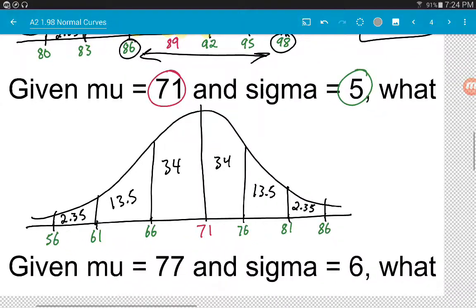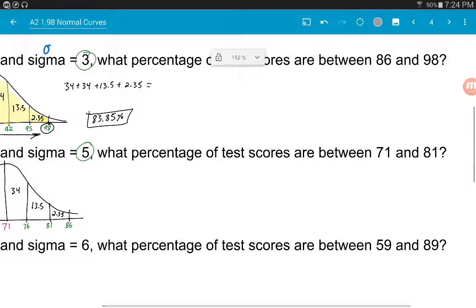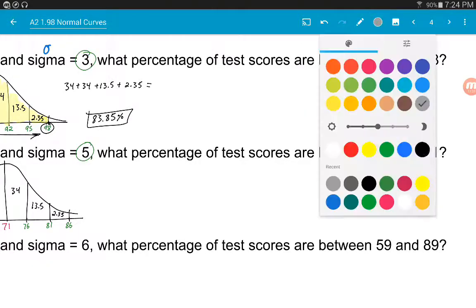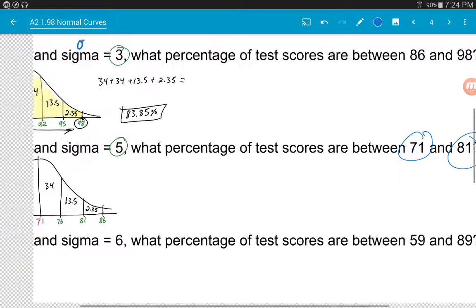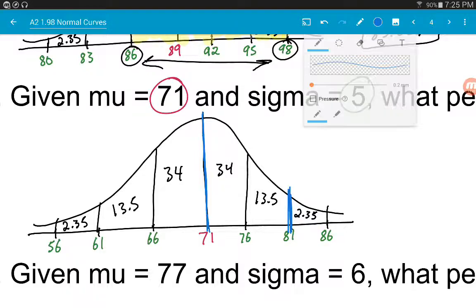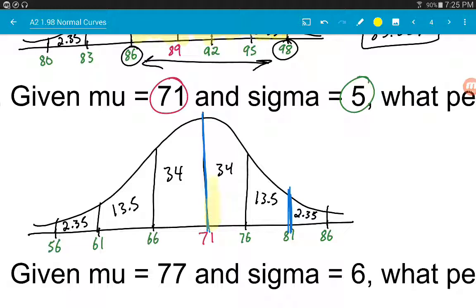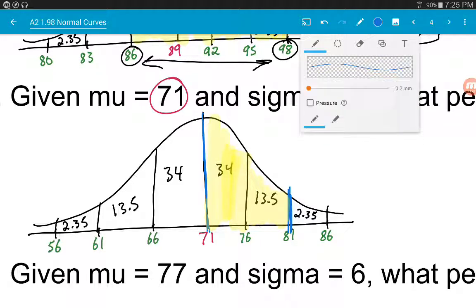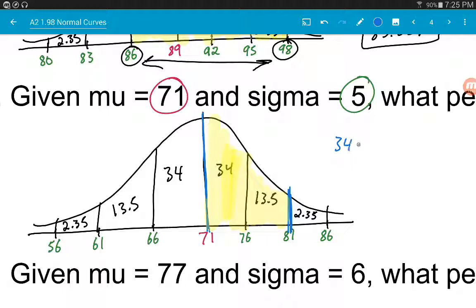Okay. Now the range that they're talking about is the range of tests between 71 and 81. So 71 is right here, and 81 is right here. If I'm identifying just a shaded region between these two, we're talking about 34 and 13.5. So I add those two up. 34 plus 13.5 is 47.5%.